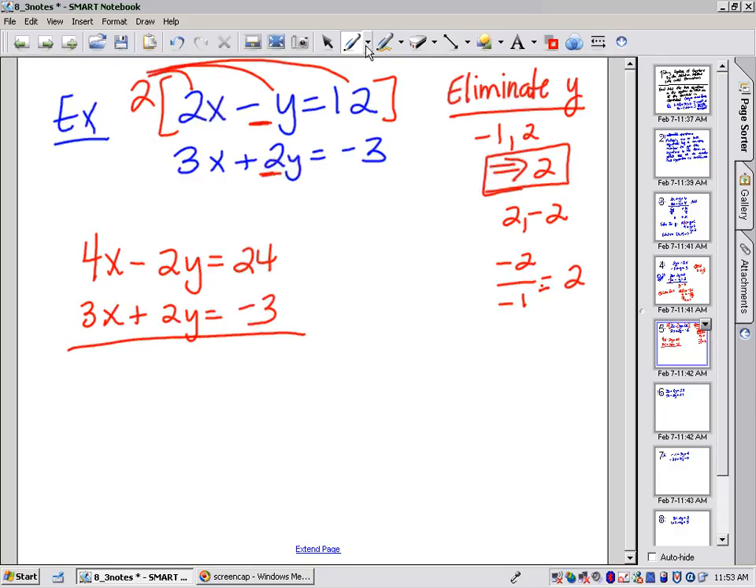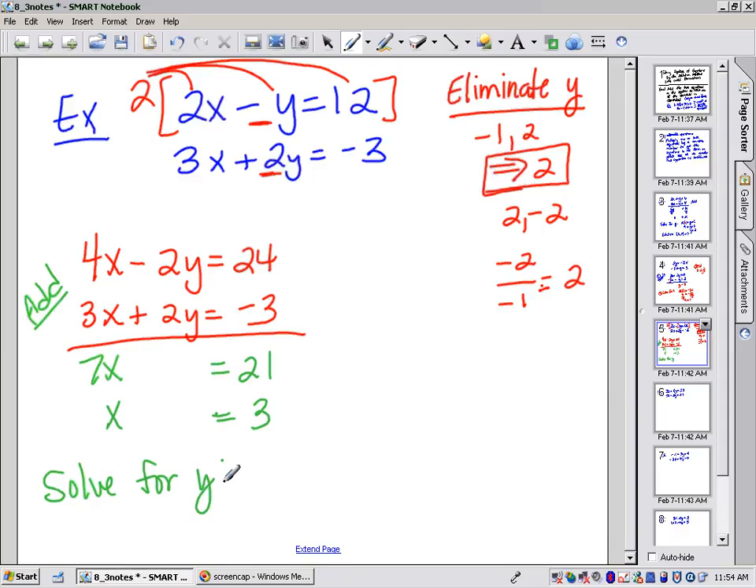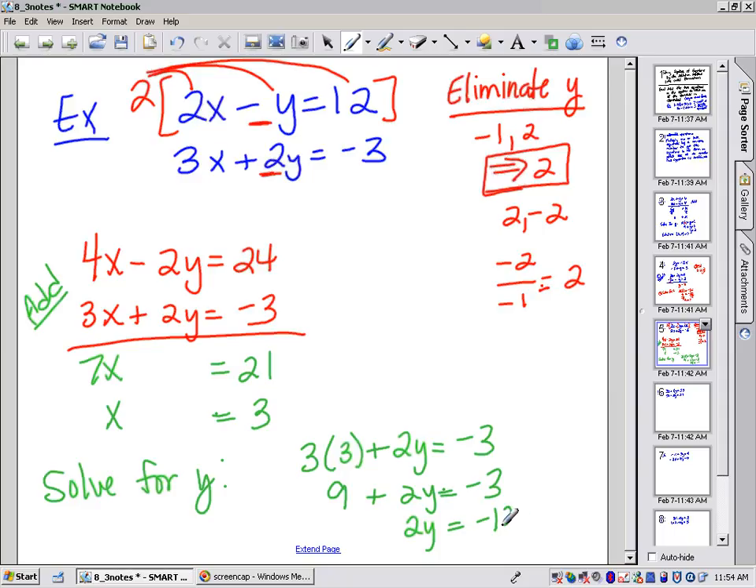And now we can add the two equations together. If we add them, we get 7x, the y's are eliminated, is equal to 21. Dividing by 7, we get x is equal to 3. And now we can solve for y. It doesn't matter which equation we use. If I use the second equation, I'd have 3 times 3 plus 2y equals negative 3. 3 times 3 is 9, plus 2y equals negative 3. So we can subtract 9 from both sides to get 2y is equal to negative 12, and divide by 2 to get y is equal to negative 6.